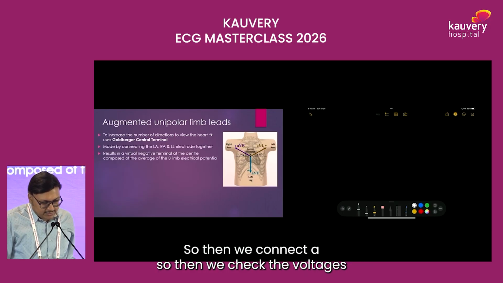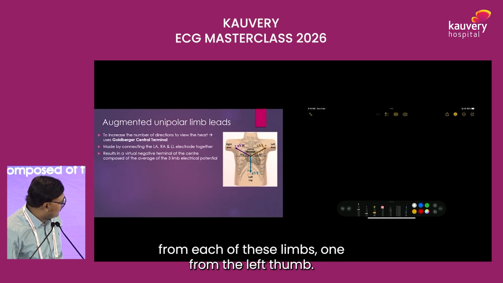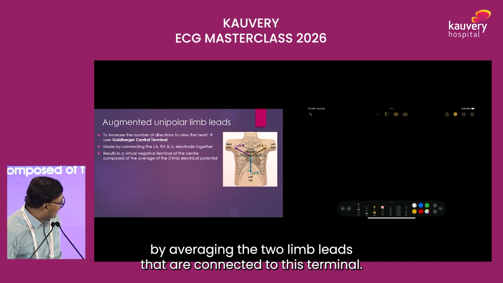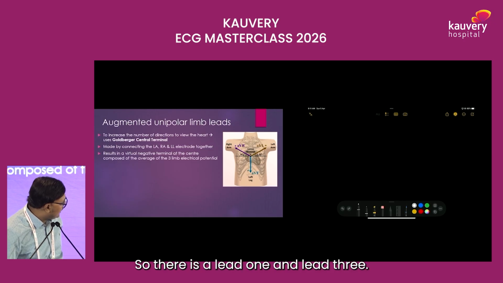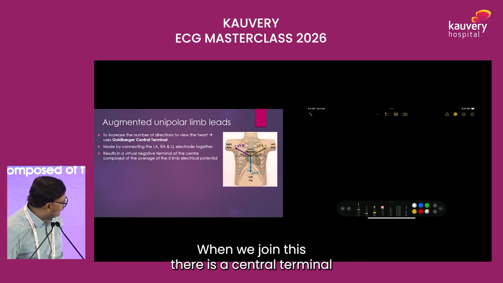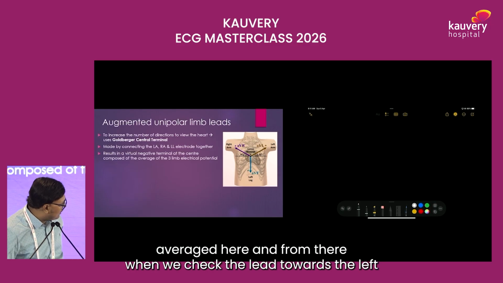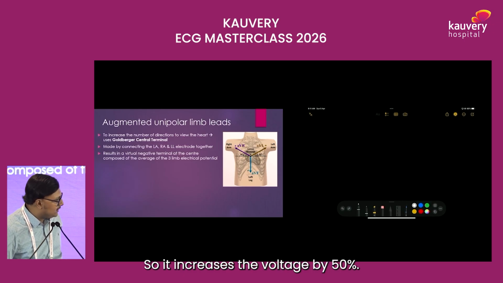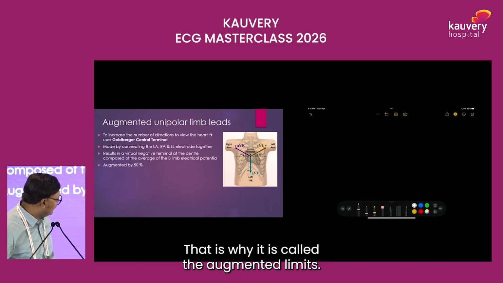Then we check the voltages from each of these limbs, one from the left arm, and the negative terminal usually is obtained by averaging the 2 limb leads that are connected to this terminal. So there is lead 1 and lead 3. When we join these, there is a central terminal averaged here, and from there when we check the lead towards the left arm, it is called the left arm augmented lead. It increases the voltage by 50%. That's why it is called the augmented limb leads.